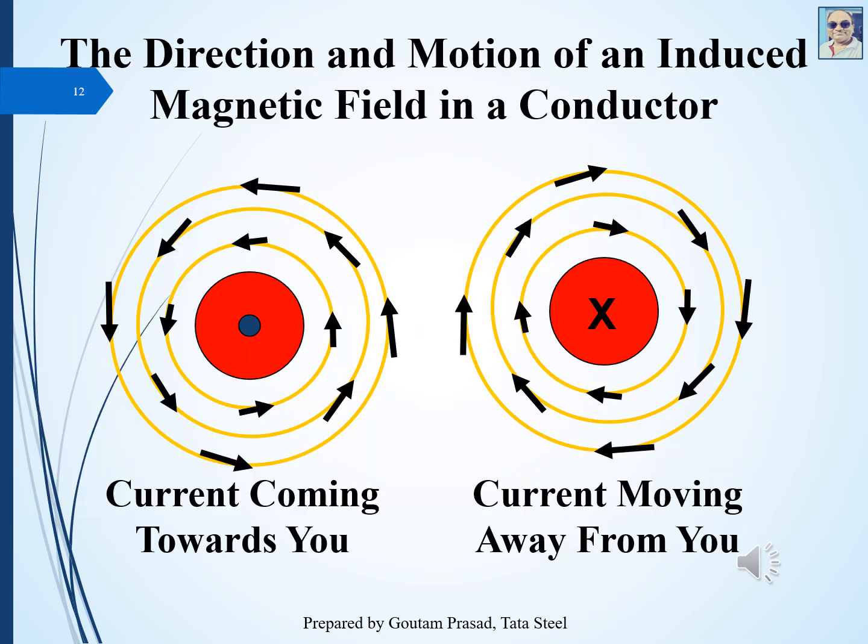So the direction and the motion of the induced magnetic field in the conductor can also be understood in this manner. If the current is coming outward from the screen towards you, then this will cause a direction which is anti-clockwise, and if it is going into the screen from your eyes side, then this will create a magnetic field that is clockwise, as shown in the right side picture. So you can predict it like that for the two different directions of the current, into the piece of paper or out from the piece of paper, or into the screen or out from the screen.